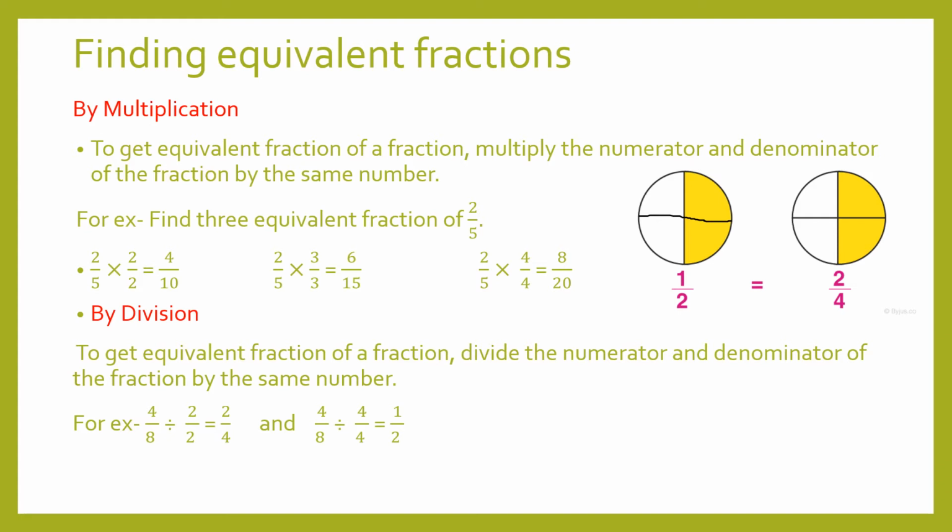Even 4 and 8 both still come in the same table, that is the table of 4. So we can divide them by 4 also. So 4 divided by 4 is 1. 8 divided by 4 is 2.